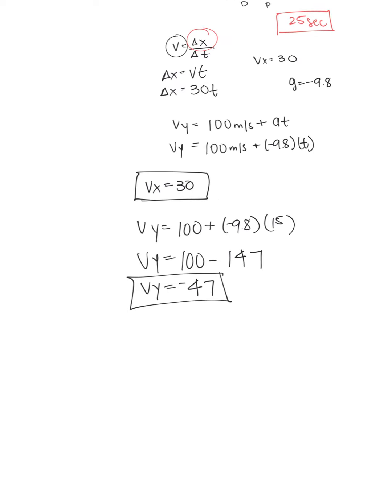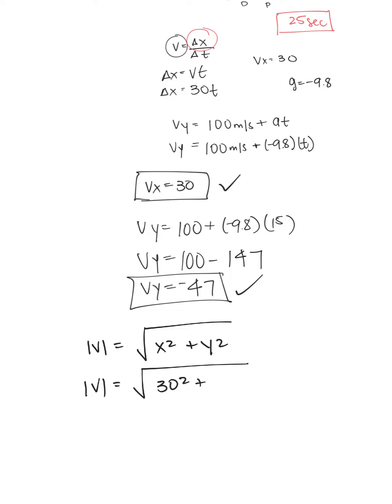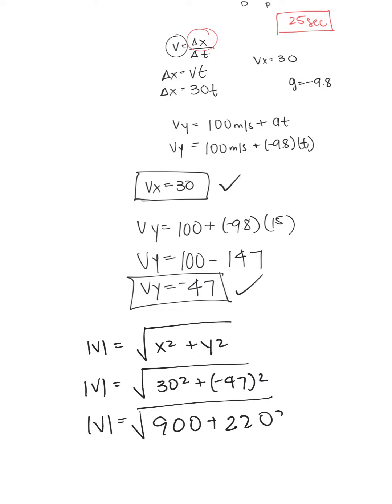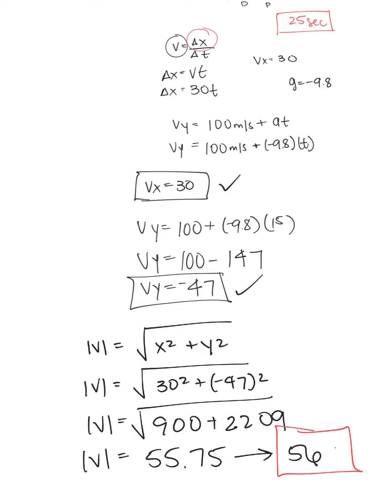With these two values, we can find the magnitude of v, because the magnitude of v is the square root of x squared plus y squared, and now we have our x and we have our y. So the magnitude of v equals the square root of 30 squared plus negative 47 squared, which is 900 plus 2209, and our answer equals 55.75, which rounds up to 56. And that is our answer, 56, option A.